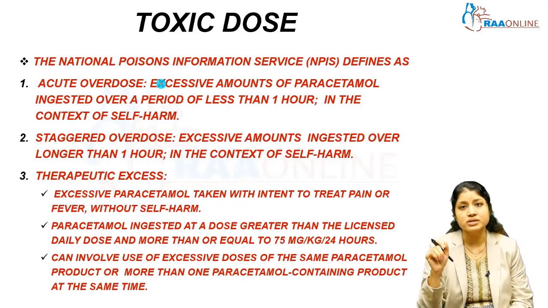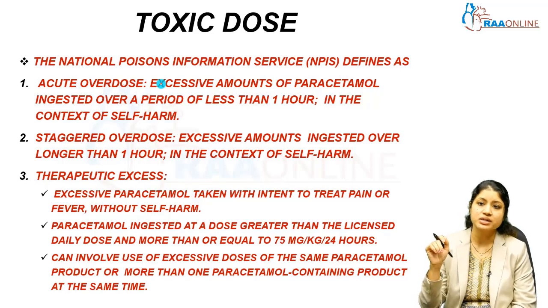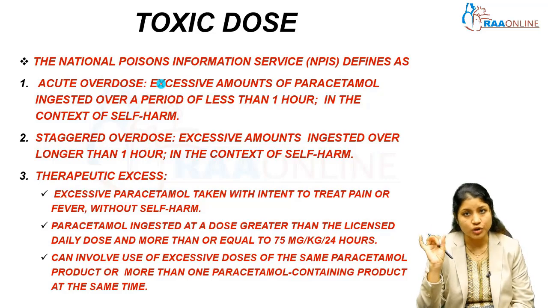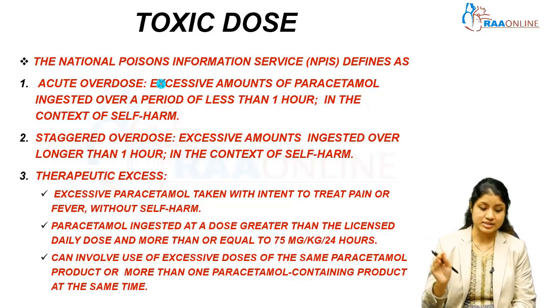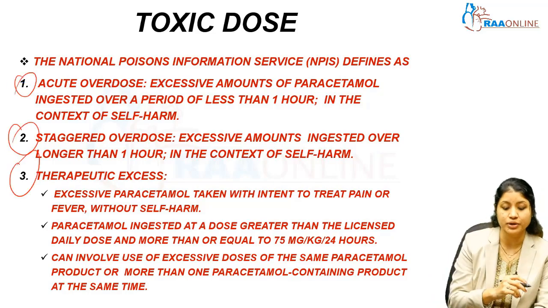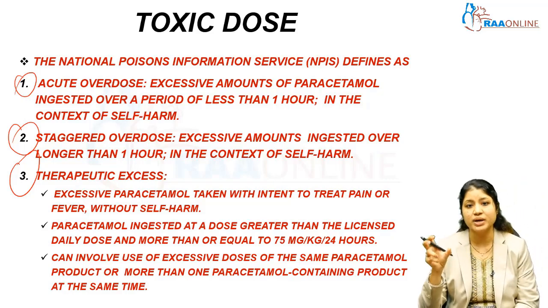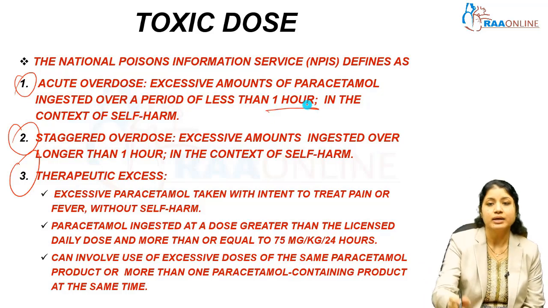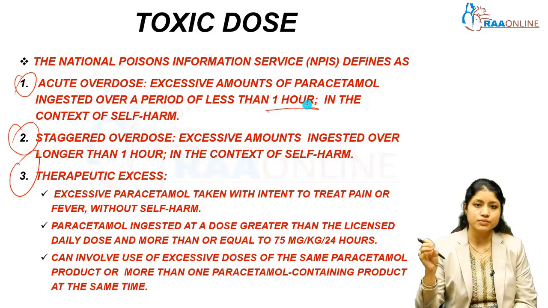So what is the toxic dose? As per NPIS, that is the National Poison Information Service, the toxic dose is defined in the form of acute overdose, staggered overdose and therapeutic excess. These three definitions are very important from a theoretical point of view. So acute overdose is taking an excessive amount of paracetamol ingested over a period of less than 1 hour. Remember this: excessive dose in less than 1 hour, especially in the context of self-harm.